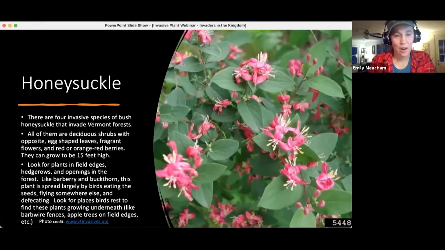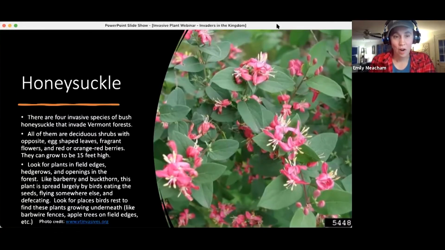So there are 4 different invasive species of honeysuckle found in Vermont right now. They're all pretty similar. They all have an opposite leaf arrangement, so they're right opposite one another. They have small egg-shaped leaves, and they all have very pretty and very fragrant flowers of different colors, and they all have brightly colored berries at some point.